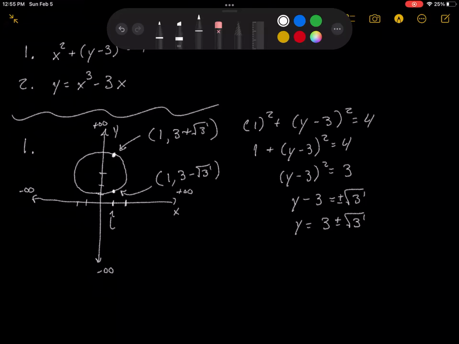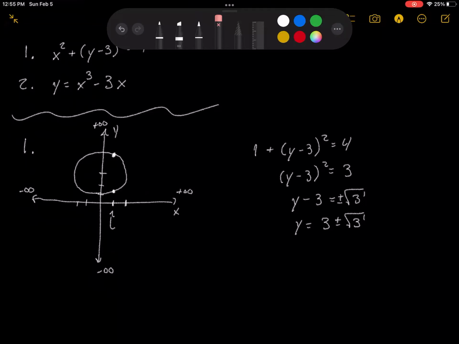So this is not a function because I'm trying to send 1 to both 3 minus the square root of 3 and 3 plus the square root of 3. It is a map, not a function. It does not pass the vertical line test. But I can make it a function if I restrict myself to the positive y values.